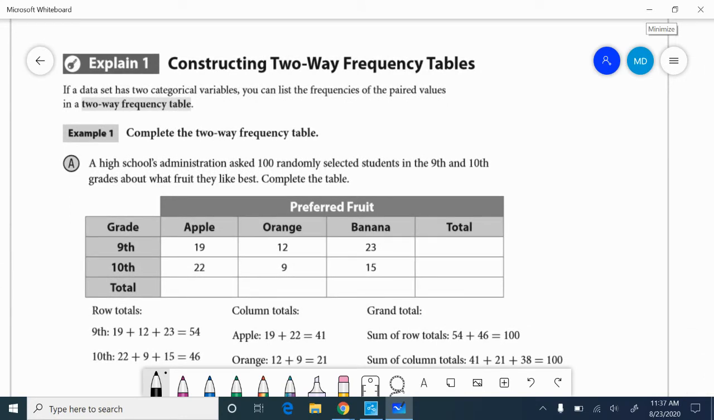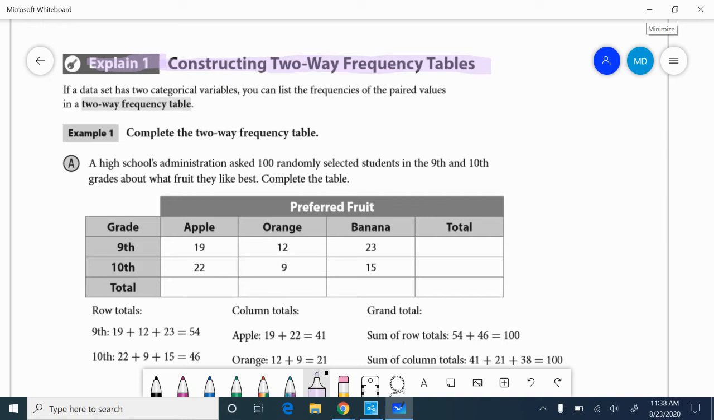All right, so we're going to move on now to page 348. So this is the second page in our lesson 8.1. And we're looking at explain 1. Okay, we're looking at how we construct two-way frequency tables. And this should be familiar from 8th grade. Okay, so this is kind of some review right now.